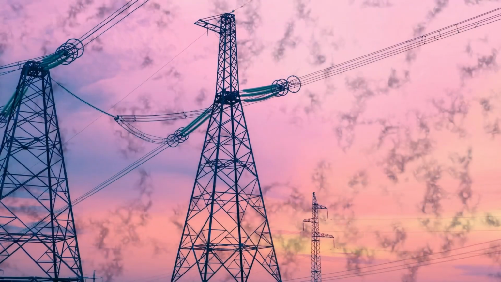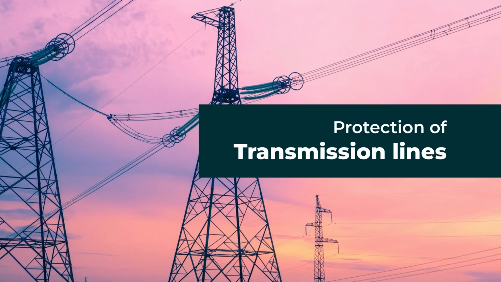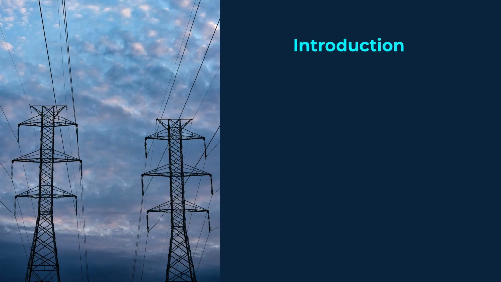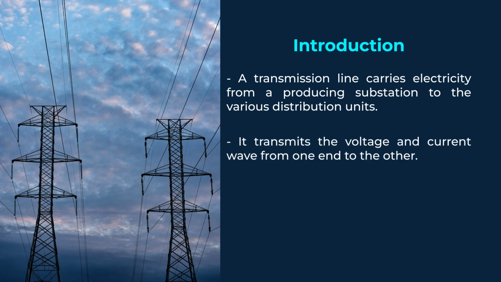Now, in the same series, today we are going to cover some of the important protection techniques which we apply for transmission line protection. Let us start today's discussion. A transmission line carries electricity from a producing substation to the various distribution units. It transmits the voltage and current wave from one end to the other.